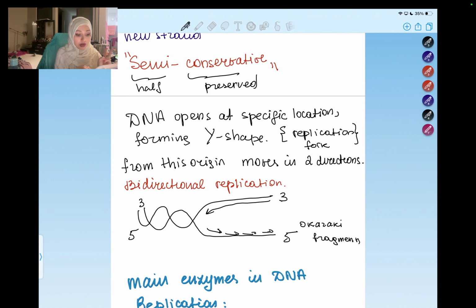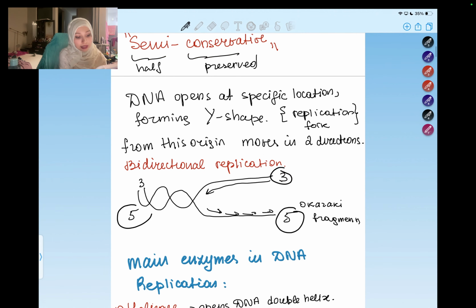So 3 to 5 is forming the Okazaki fragments, because it is against the original direction where DNA usually moves. But 5 to 3 we just have normal movement. Since it cannot move properly from 3 to 5, it moves by forming these small parts, which are called Okazaki fragments.